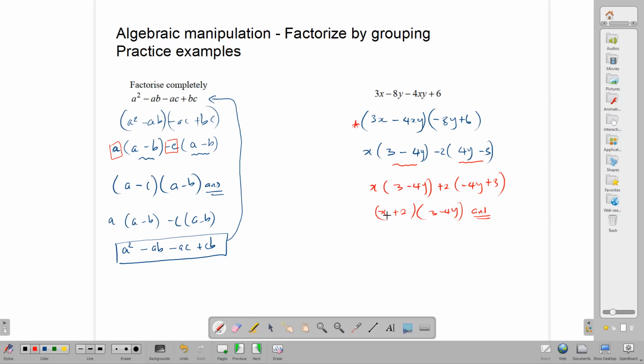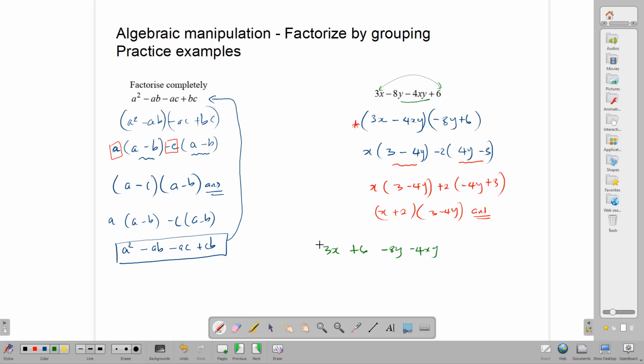If you wanted to, you could go back and reorganize the question. So let's go back and reorganize the question. Let us put the 3x, I'll write it down here for a little more space. Let us put the 3x with the 6 and put the minus 8y with the minus 4y, minus 4xy. So these two together and these two together.